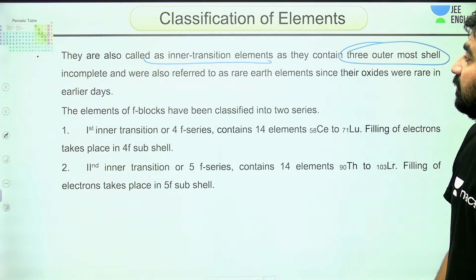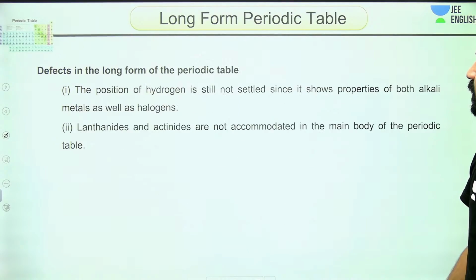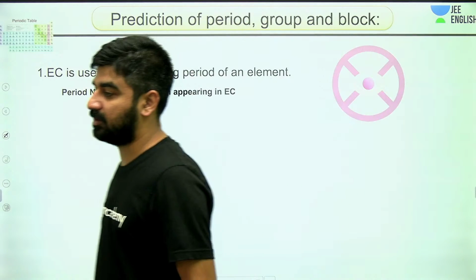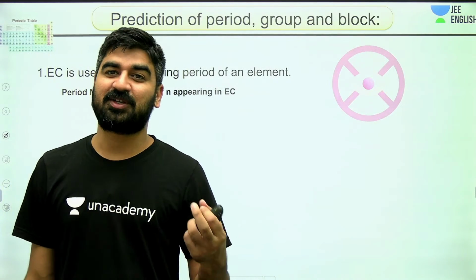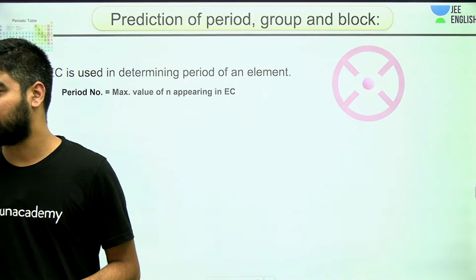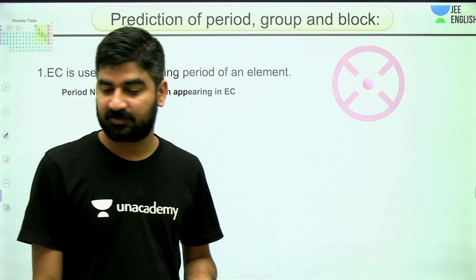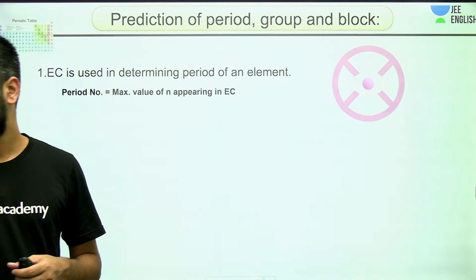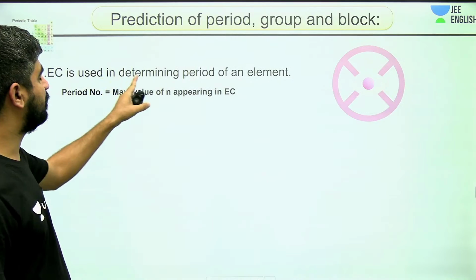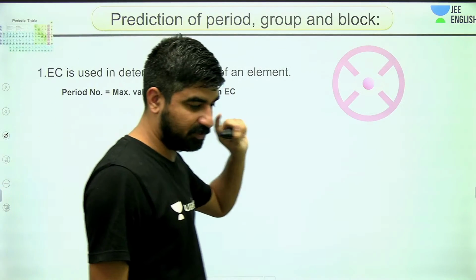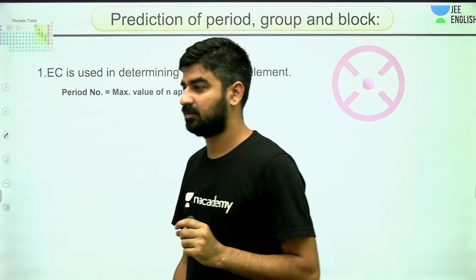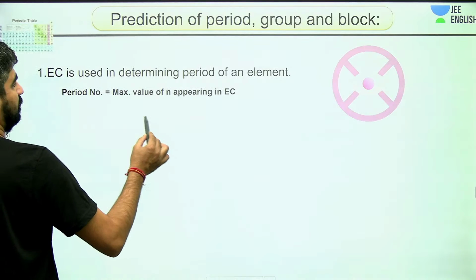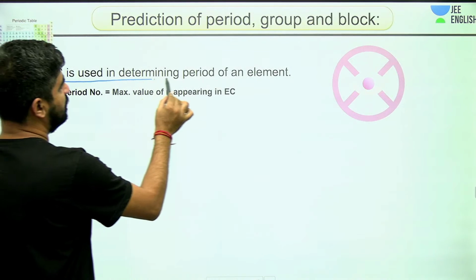Got it? So now you know about the transition elements; the advantages of the long form we have already covered. So guys, now what are the main advantages and how can we use this periodic table? We will discuss it in detail. Okay. So electronic configuration is used in determination of the period of an element. Can you tell me?